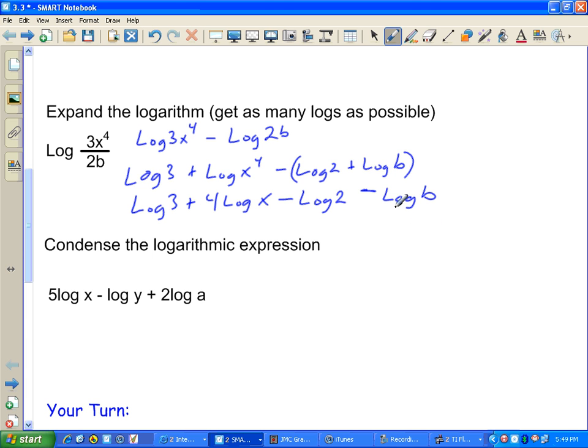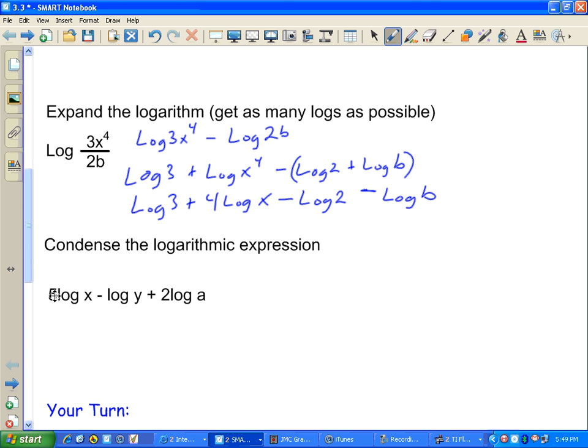And you can check your answer by going backwards. Okay, and kind of a trick to going backwards is anything that's being subtracted is going to end up in the denominator. So 2 and b are both going to be in the denominator. 4 is going to go up and be x to the fourth. And it's going to be multiplied by this 3. And these are both positive logs, so that stuff's going to be on the top.